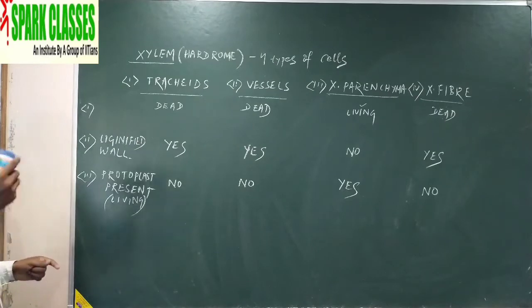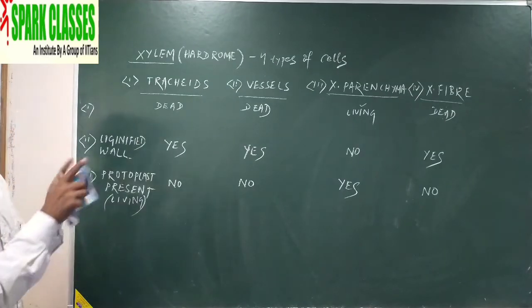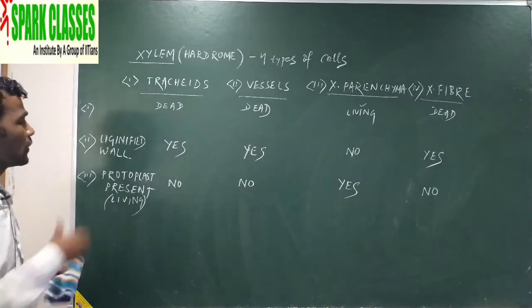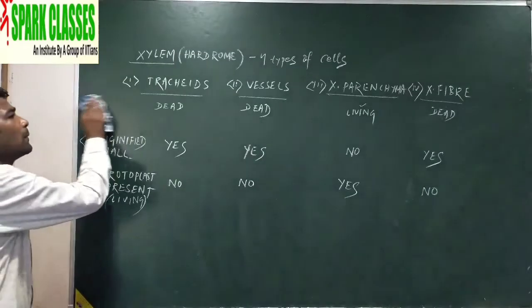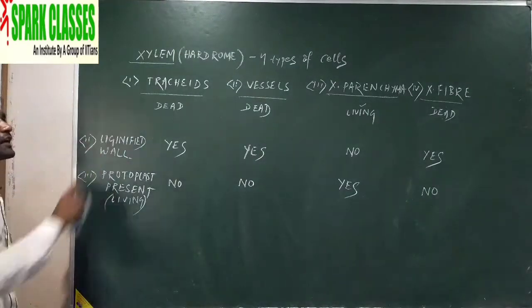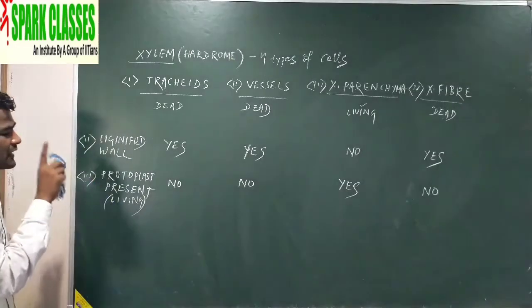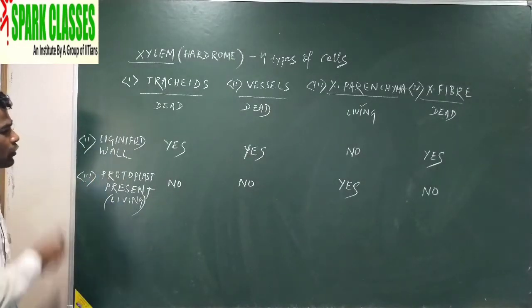Okay, so I cannot repeat these things, so you have to take the screenshot with the interval when I am explaining. Okay, so this character is completed. 3 characters we have completed. Which one is dead, lignified wall, and which contain protoplast.